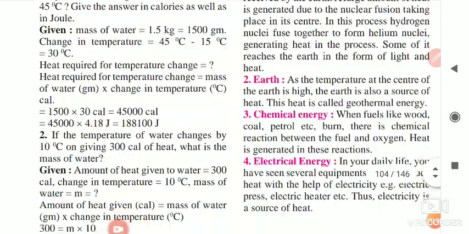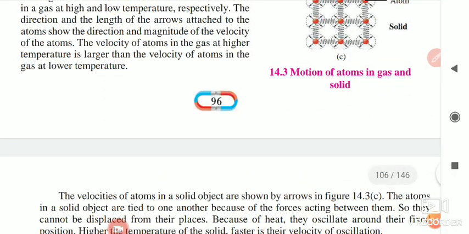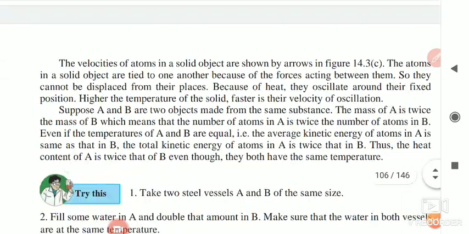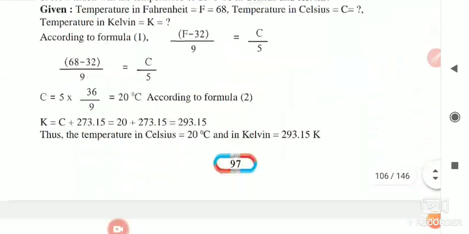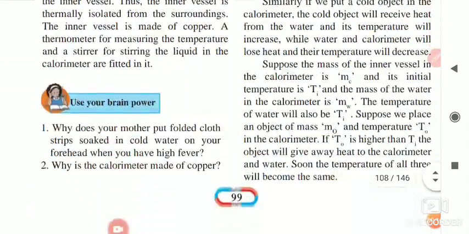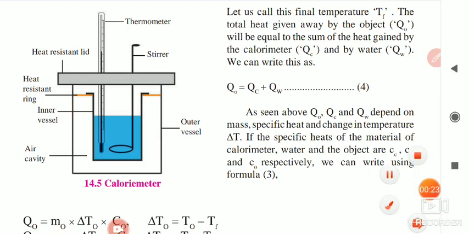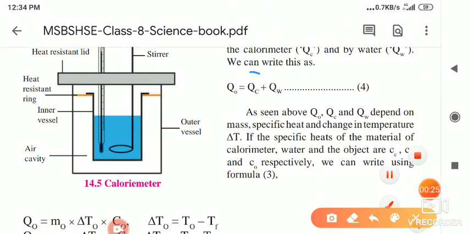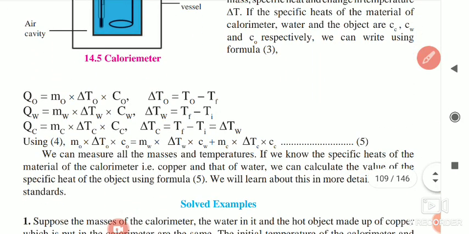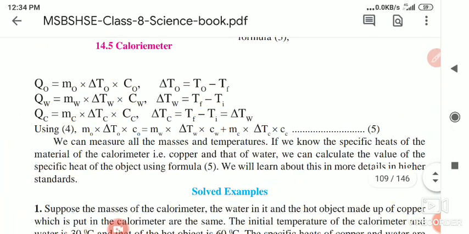Under this lesson, in the last lecture we had seen how to derive the formula to find the specific heat of a substance, and for that we use the energy by the object, that is Q object, is equal to energy gained by the calorimeter plus energy gained by the water. And by using this formula we derive the formula for Q object.